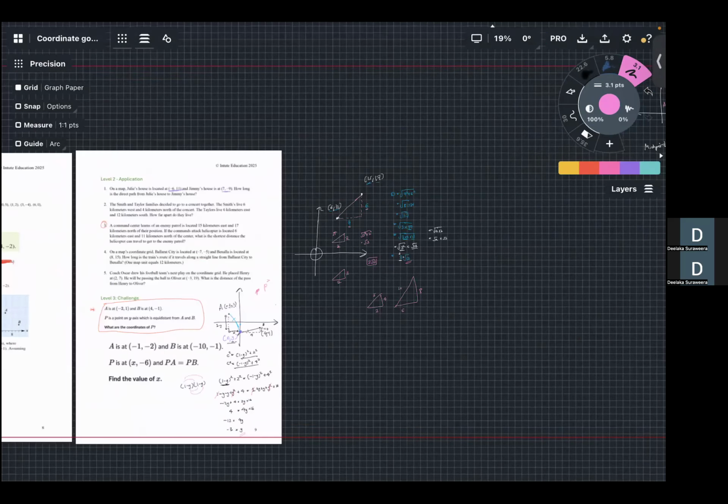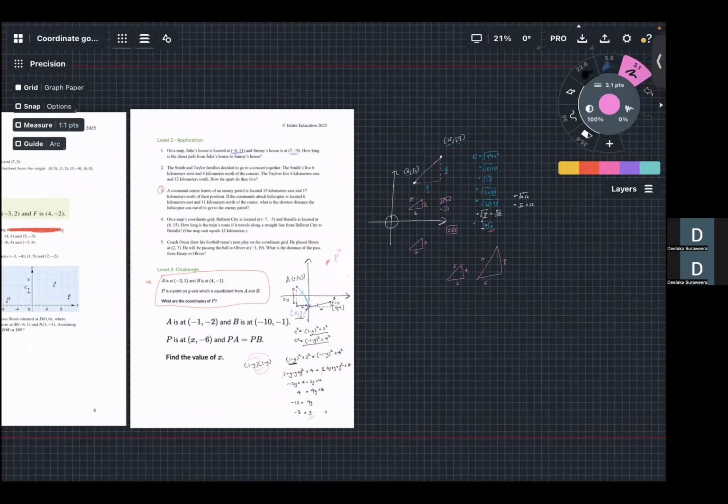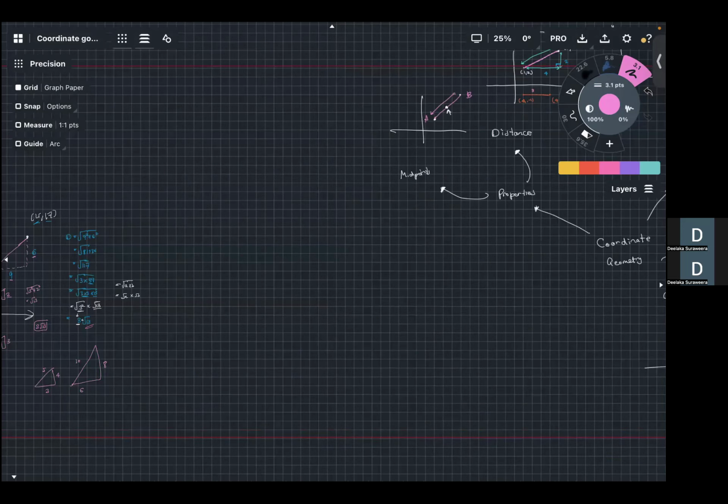Holy, we spent like half the class already. Yeah, quite a hard problem though, so it makes sense. Yes. Now we'll learn midpoint.